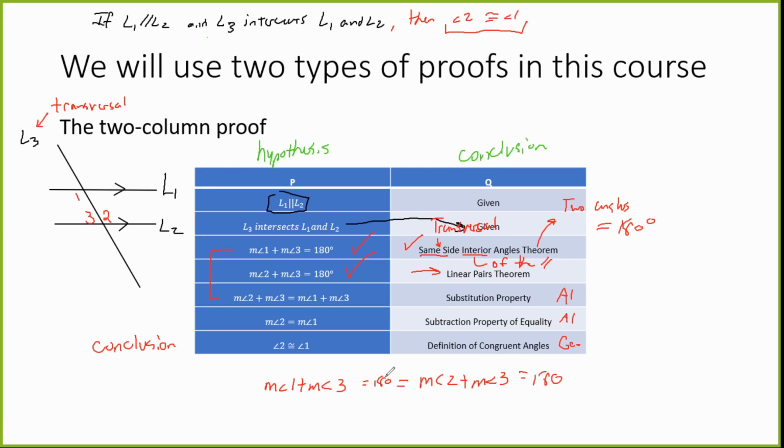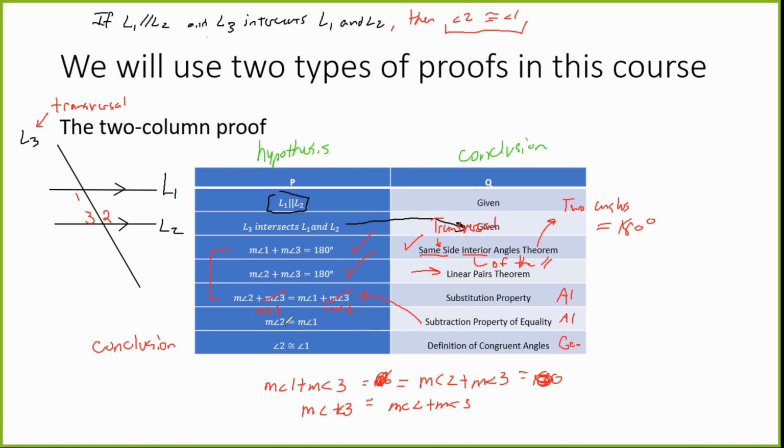So one thing we can do here is if they're both equal to 180, we can remove that value because we have our variables here, and we end up with the measure of angle 1 plus the angle 3 plus the measure of angle 2 plus the measure of angle 3 are equal. Well, we can then subtract angle 3 from both sides because they're the same value, so we can balance the equation through the substitution property. We can then subtract the measure of angle 3 from both sides, and since the measure of angle 3 will always be equal to itself, it leaves us with the measure of angle 2 is equal to the measure of angle 1, and to get to that step, we had to do the subtraction property of equality.